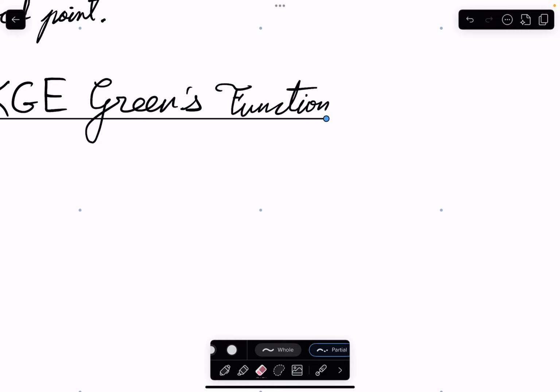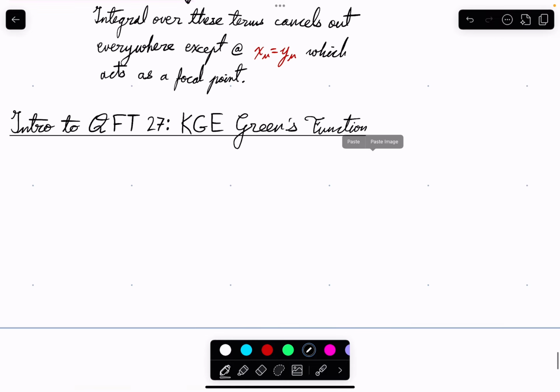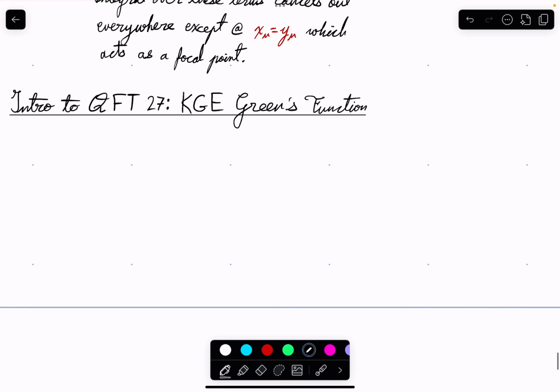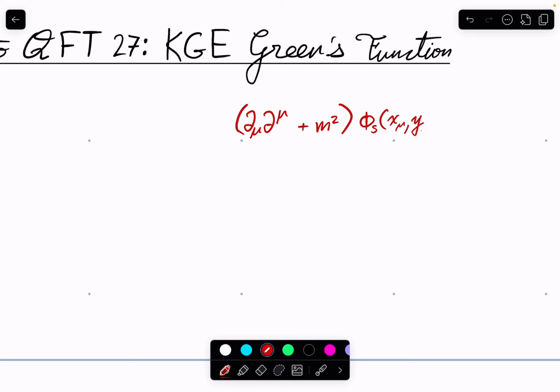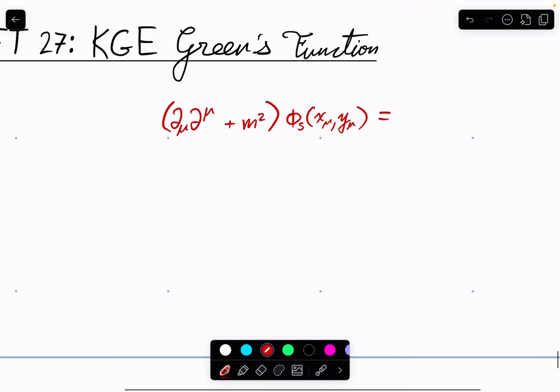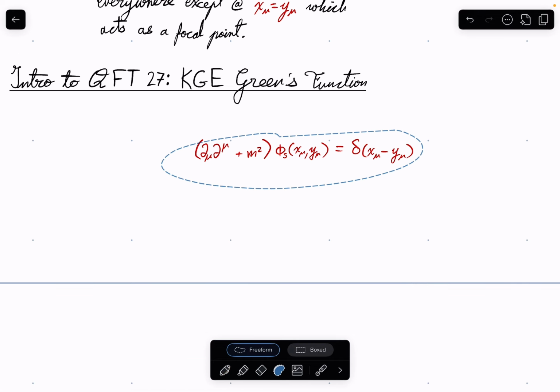So let's get into this. To find the Klein-Gordon equation Green's function, we would have to solve this inhomogeneous equation, the Laplacian plus m squared of the special solution of the field. We'd have to solve this when it's equal to the Dirac delta right here.